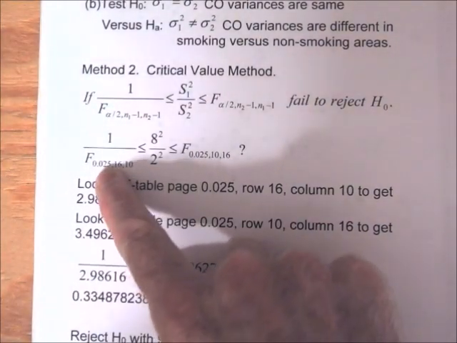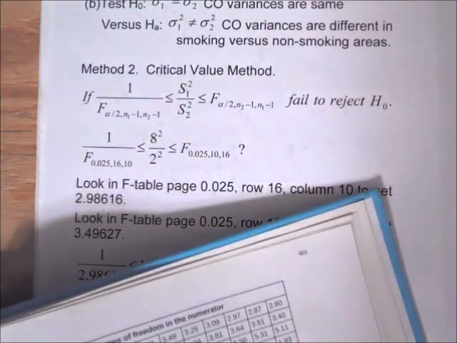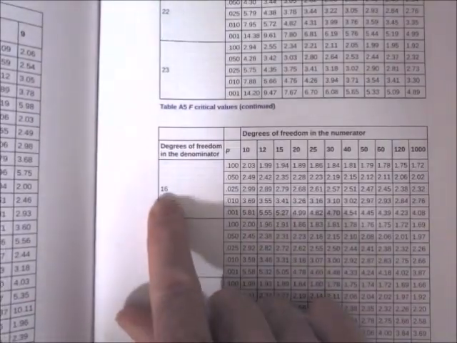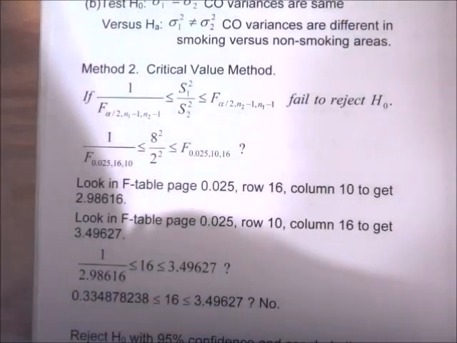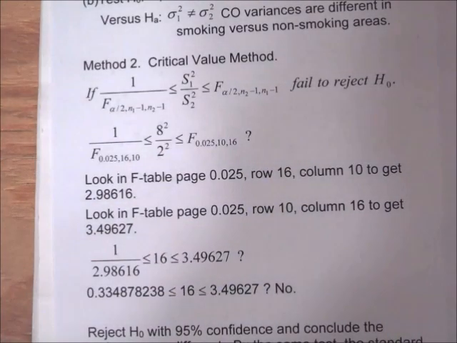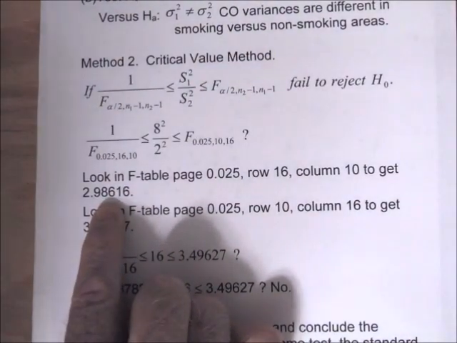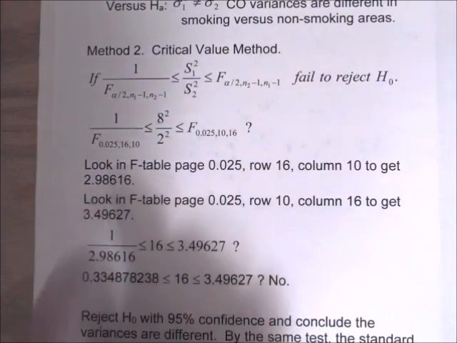This would be row 0.025, row group 16, and column 10. So that would be right here. We have row group 16, row 0.025, column 10 is 2.99. I had my table, I got this number from my table, which is about the same. It's rounded off as about 2.99. And that's the one in the course files, but the one in the book doesn't carry as many digits.